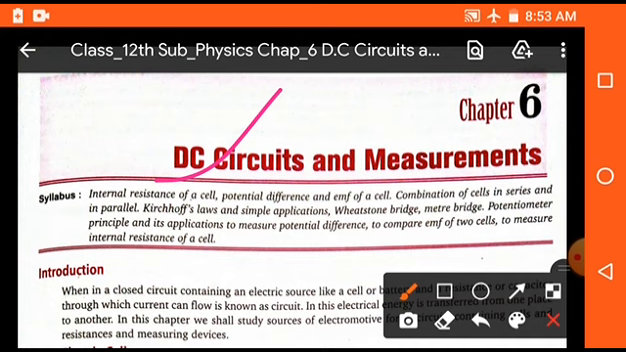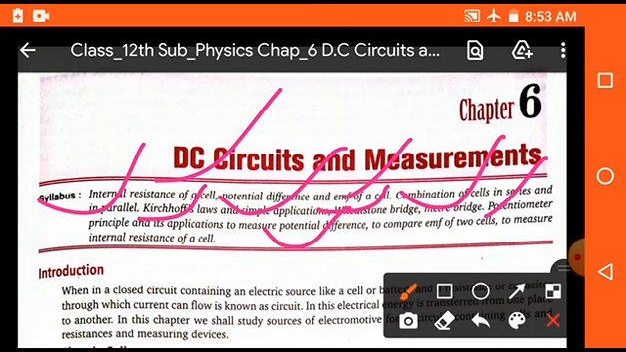So students, in this chapter, we will discuss the main important topics like internal resistance, potential difference, EMF of a cell, combination of cells, Kirchhoff law, Wheatstone bridge, potentiometer, and how can we compare the EMF and internal resistance of any two cells with the help of a potentiometer. So these are the important topics which can be discussed in this chapter.